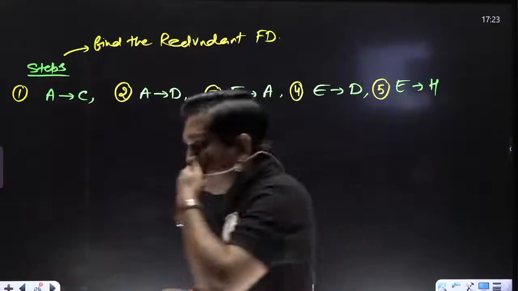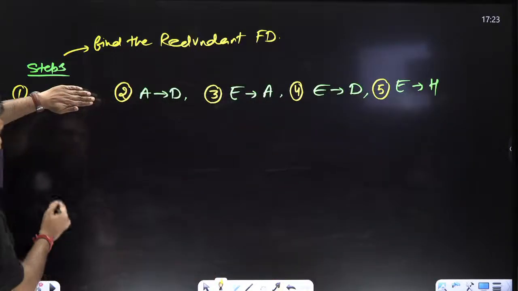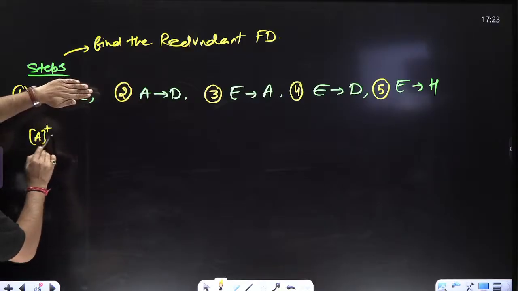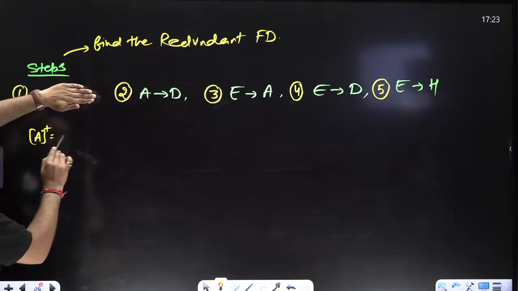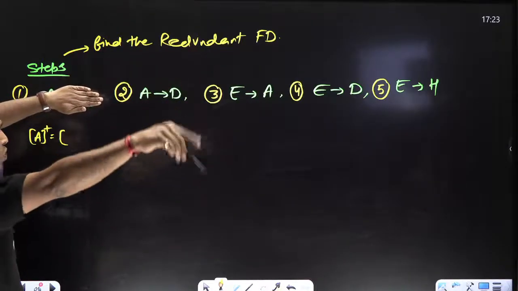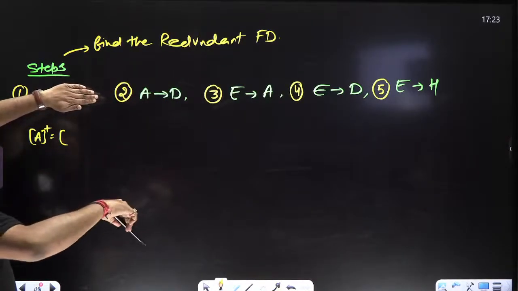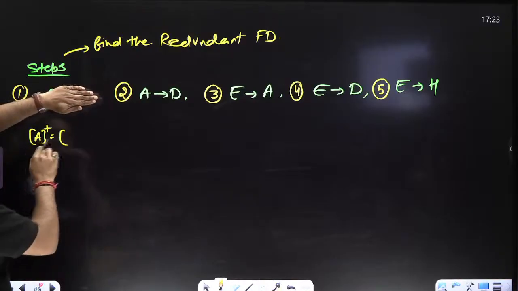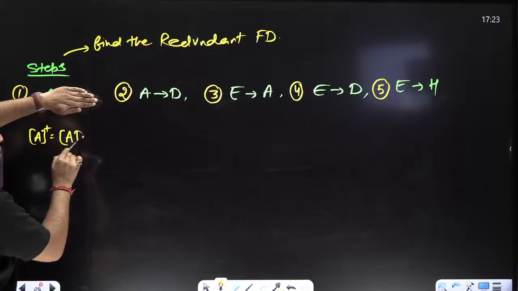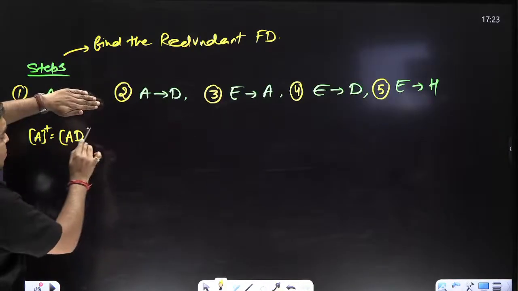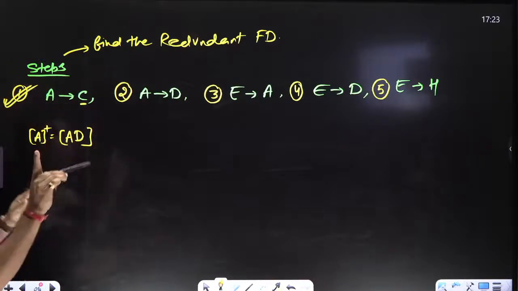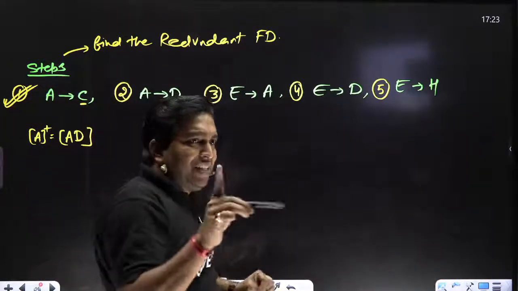Getting my point? For example, A tends to C is extra. Mean to say, just forget A to C and take the closure of A in all other remaining FDs. Please forget A tends to C. Then take the closure of A in all other remaining FDs. A, D, nothing else. It means you are not getting C. So this is not extra. Crystal clear?